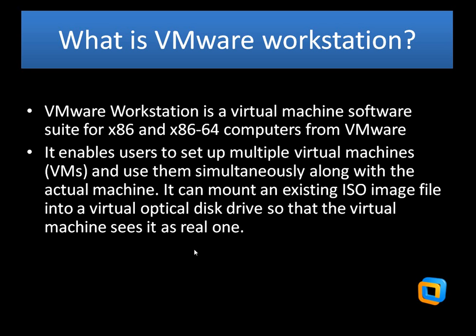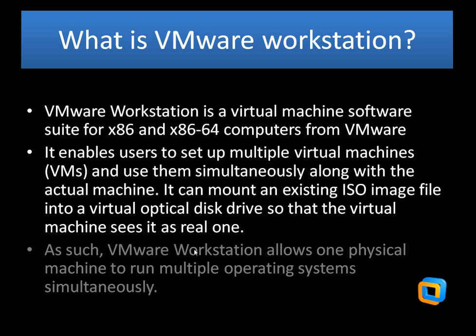It can mount an existing ISO image file into a virtual optical disk drive so that the virtual machine sees it as a real one. As such, VM Workstation allows one physical machine to run multiple operating systems simultaneously. For example, you can run Windows, Linux as well as BSD all together on one physical machine.